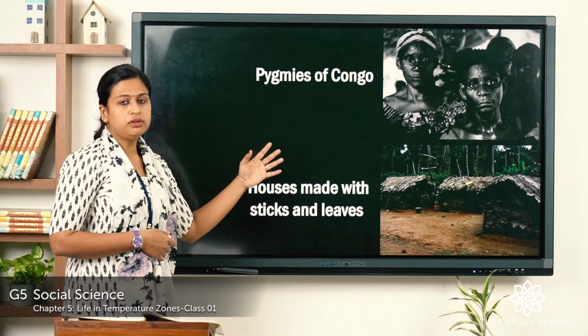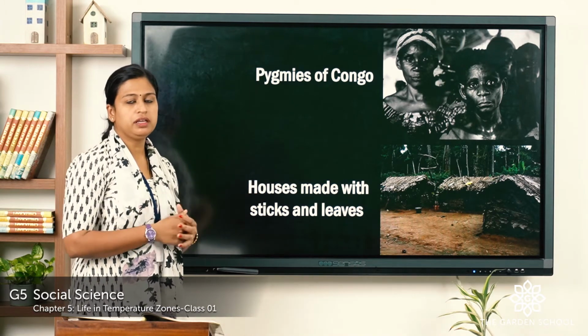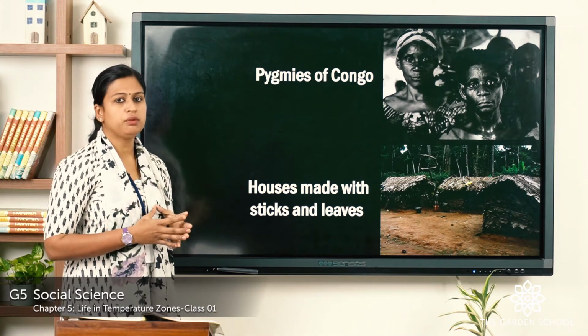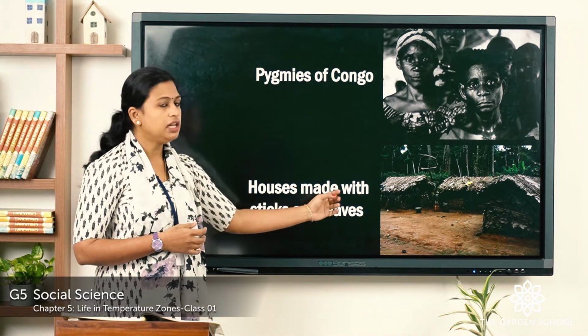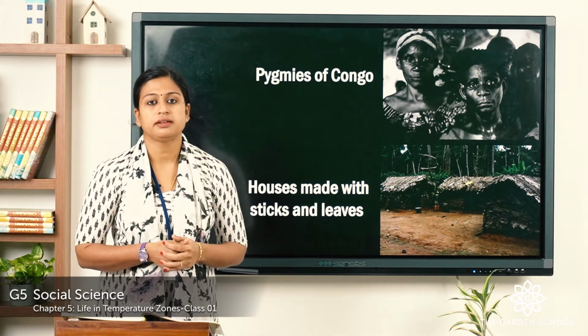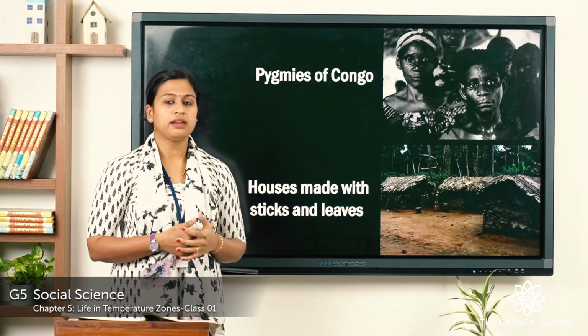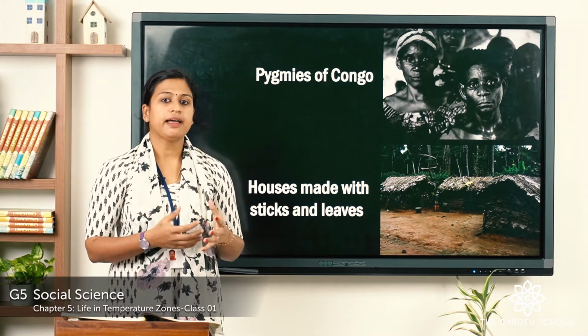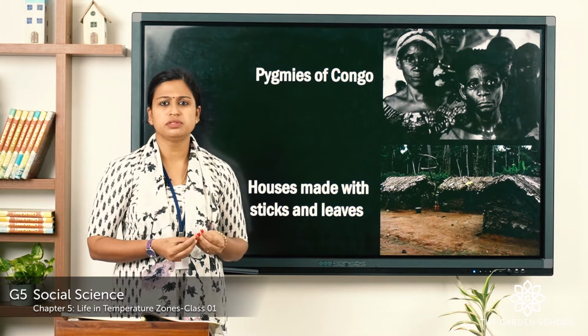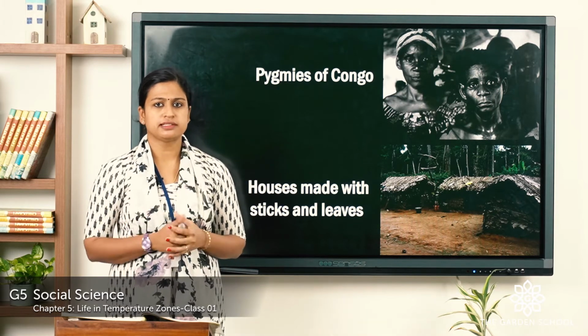Pygmies of Congo are the tribal people living in equatorial forest. Usually, their houses are made with stick and leaves. They are hunters and gatherers. That is, they hunt wild animals for food and gather fruits, firewoods and materials to make tools, clothes, shelters and so on.